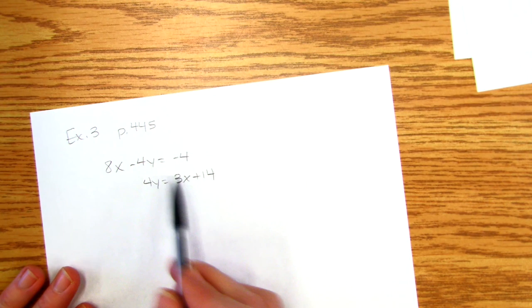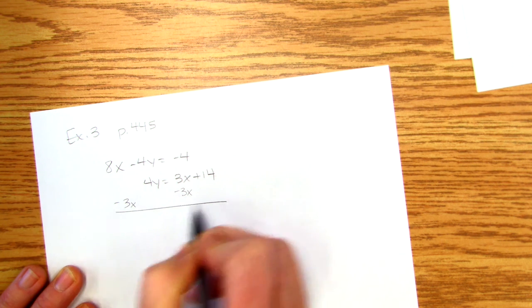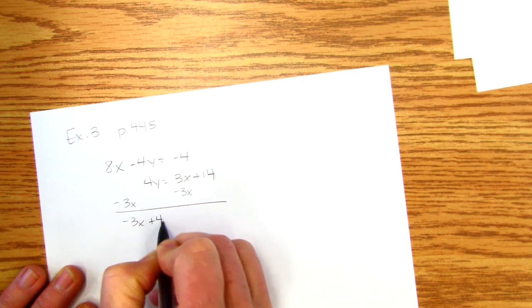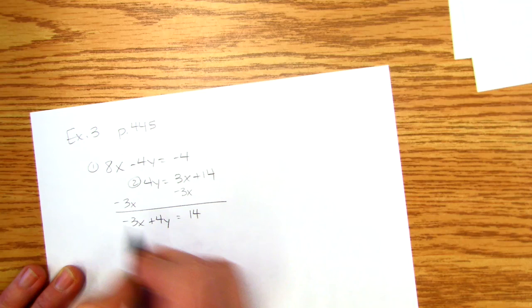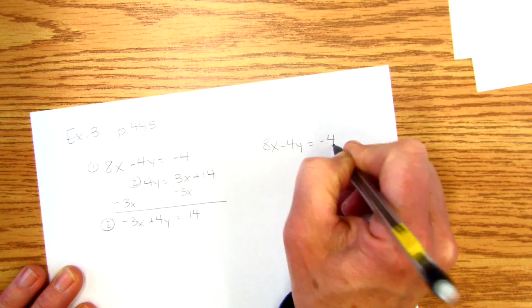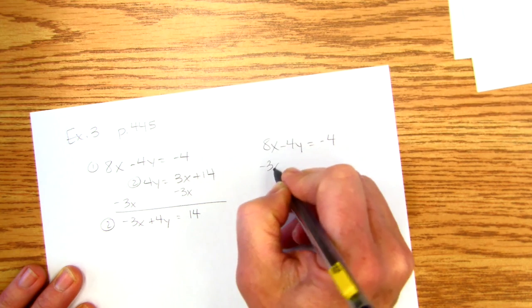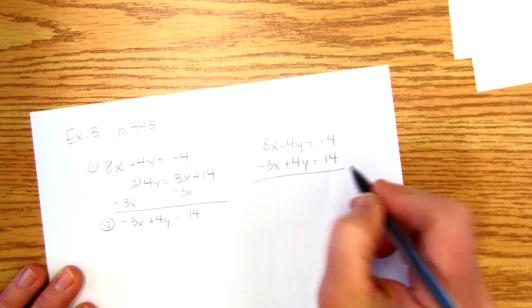So in this case, things aren't all lined up. So I want things lined up. So I'm going to go ahead and subtract 3x from both sides of this equation. And then I'm going to get negative 3x plus 4y, that's a positive 4y, equals 14. So if this was my equation 1 and that's my equation 2, this is my new equation 2. So now I can write 8x minus 4y equals negative 4. And then I can come back up here and just rearrange so everybody's in a nice order.